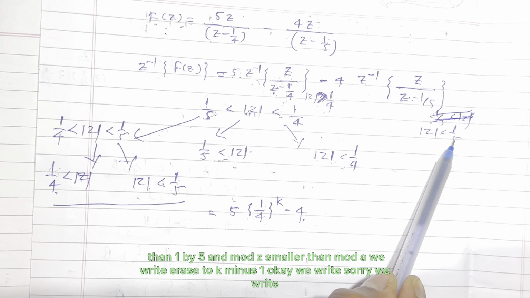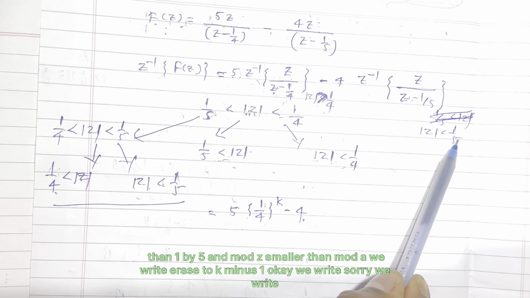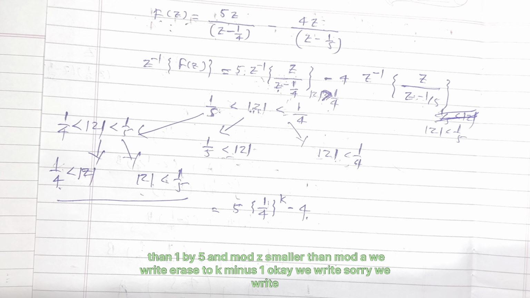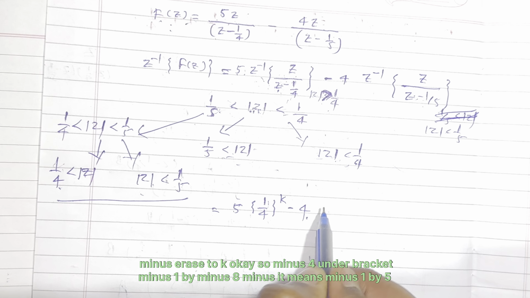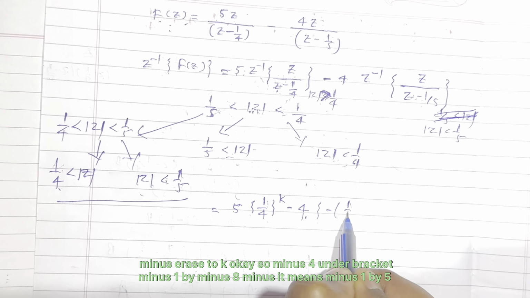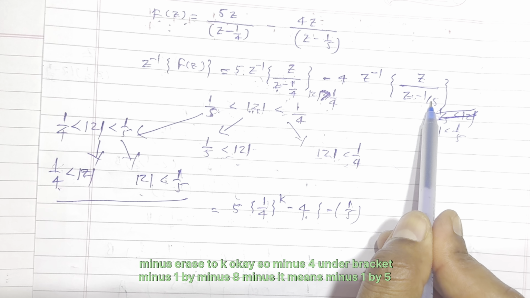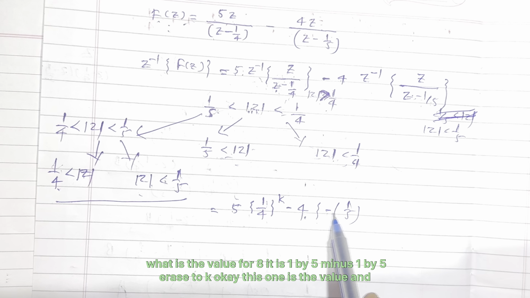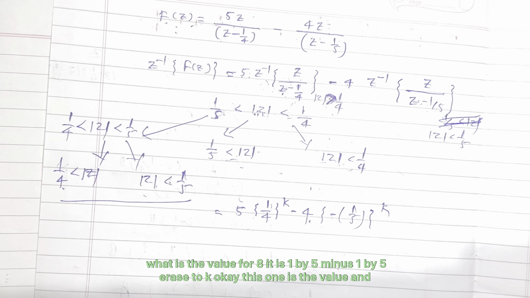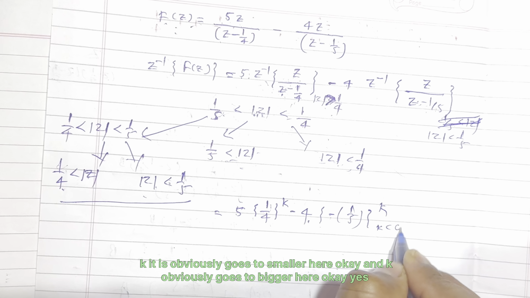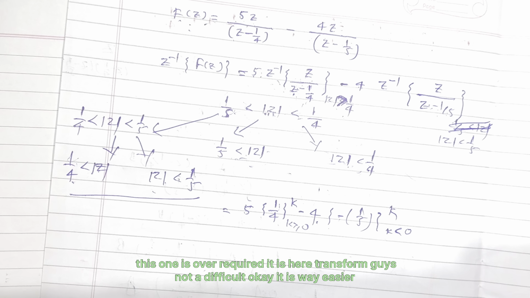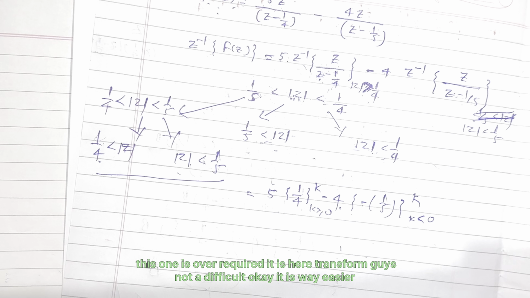So mod z is smaller than 1 by 5, and mod z is smaller than mod a, we write minus a raised to k minus 1. We write minus a raised to k, so minus 4 under bracket, minus 1 by minus a means minus 1 by 5. What is the value of a? It is 1 by 5. Minus 1 by 5 raised to k. This is the value, and k obviously goes to smaller here, and k obviously goes to bigger here. This one is our required z transform, guys.